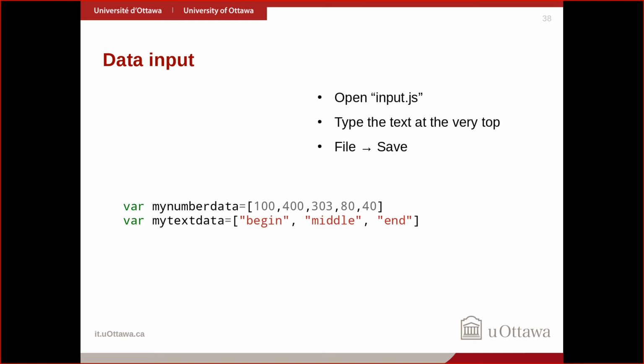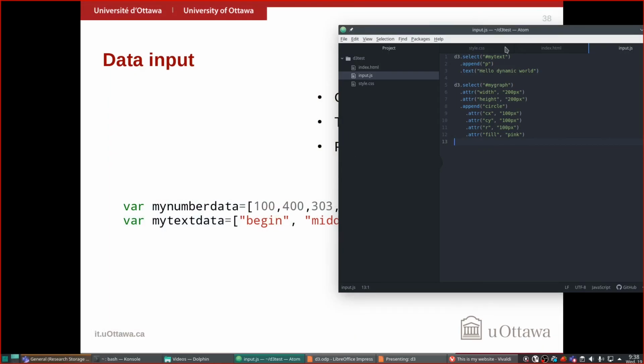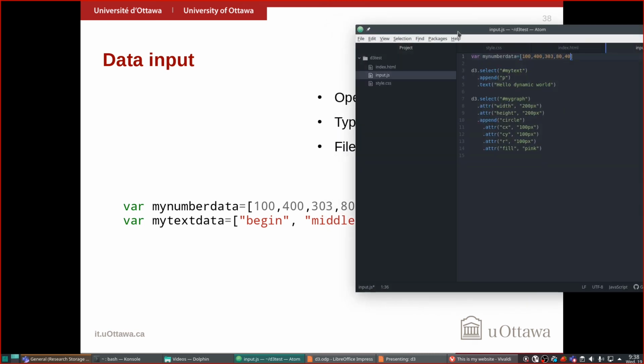So for now, we're going to create some data in our JS file, and later we'll load it from a CSV file. So we go back to input.js, go all the way to the top, and we make a new, what's called an array, that contains some numbers. So my number data, put in some numbers there. Not sure what my other number was, doesn't really matter too much. And we also load some text data. Give it some text.